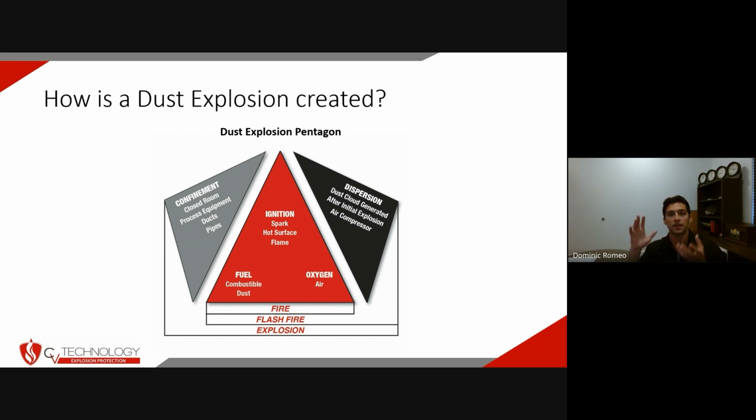And when you disperse that dust into the air or suspend it in the air, you allow for a flash fire. And that allows for that dust fire to propagate much faster through your process. And then the last element of the dust explosion pentagon is going to be confinement. And that's going to be putting that flash fire in an enclosed vessel. And that allows for pressure to build inside of that vessel and cause a catastrophic explosion. These are the kinds of explosions that you see on the news, the very deadly and dangerous ones.